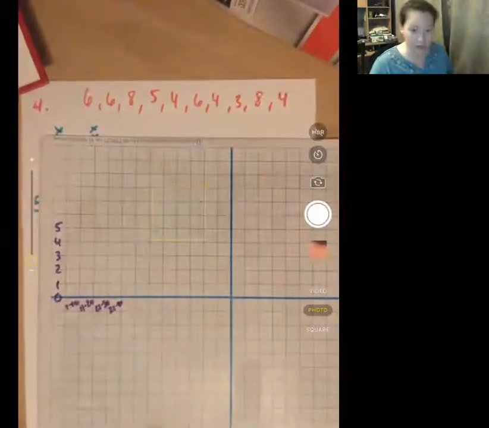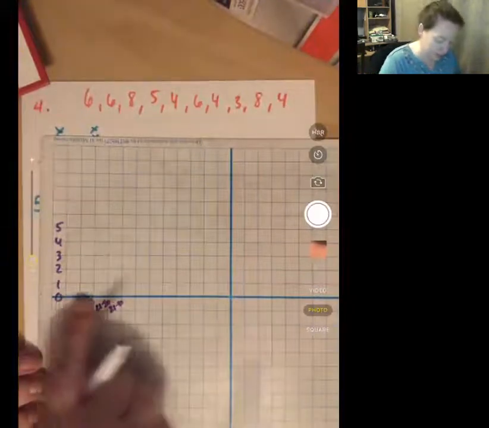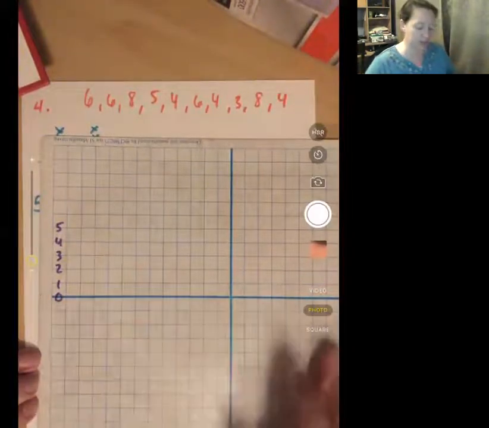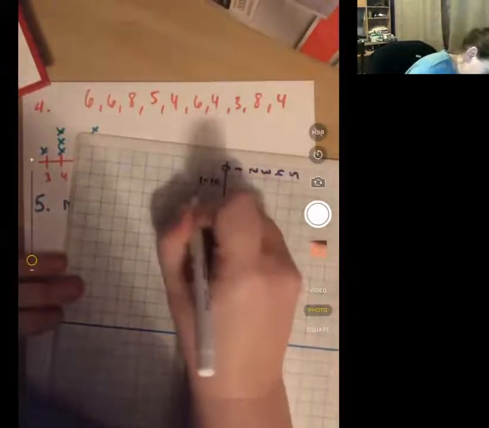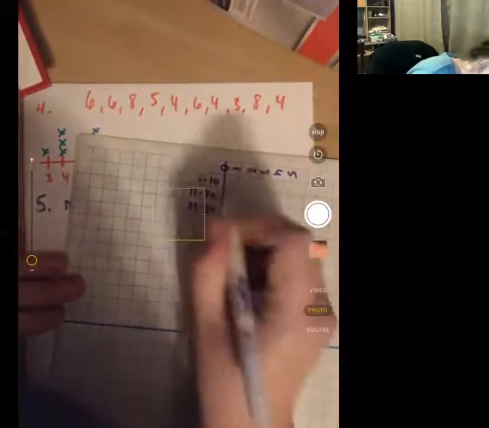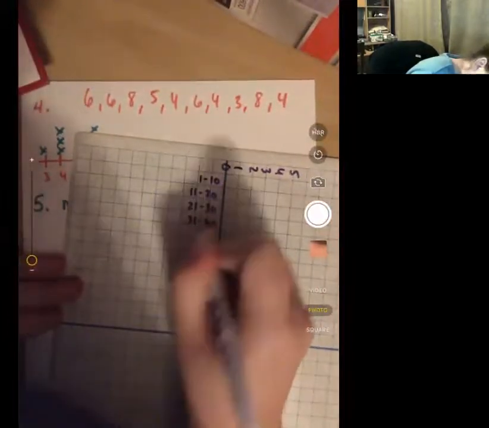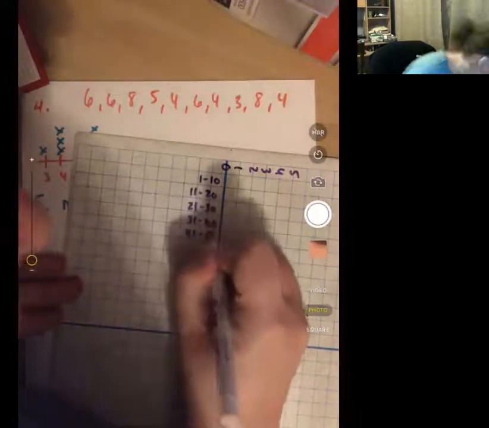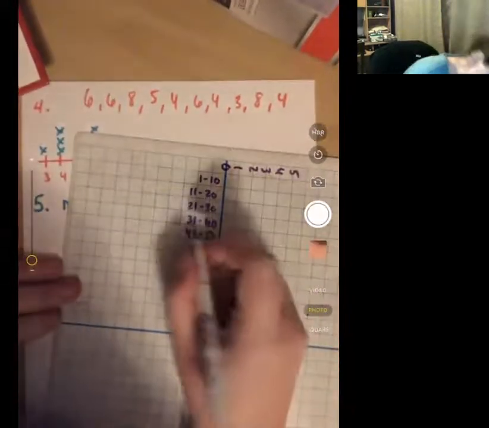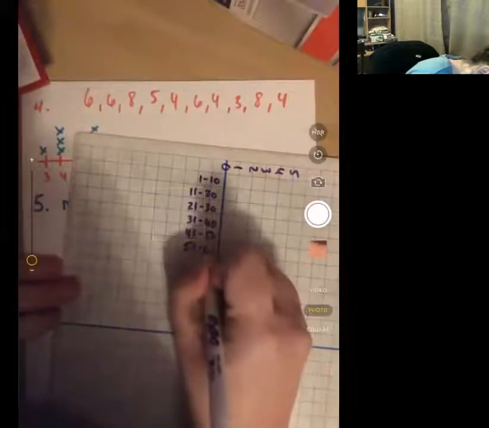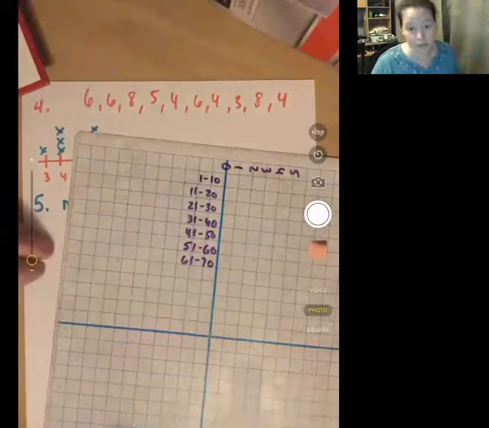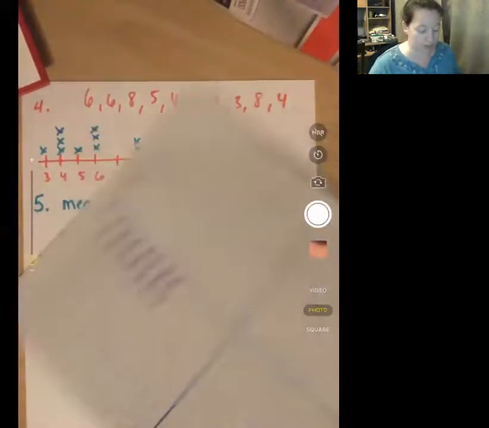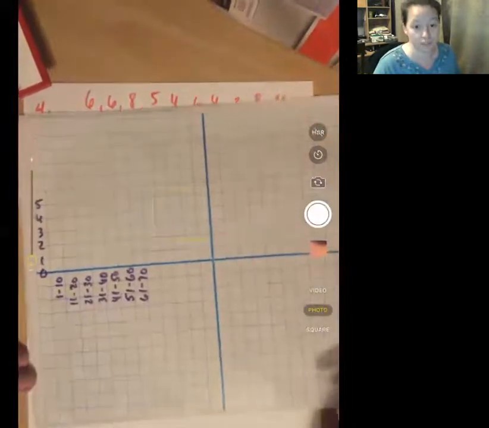Oh my goodness. Okay, you know what? I'm going to just put it on the side and do it this way. 1 to 10, 11 to 20, 21 to 30, 31 to 40, 41 to 50. How high up does this go? 70. 51 to 60, 61 to 70. Okay? So then I'm going to flip it this way so it looks the way that your guys' does.